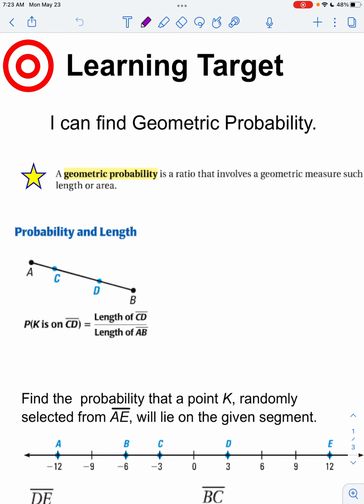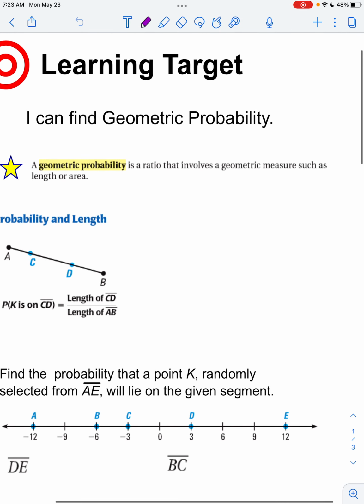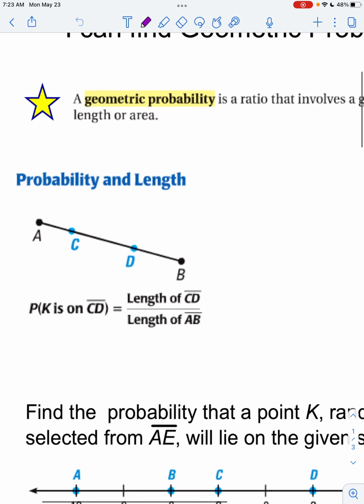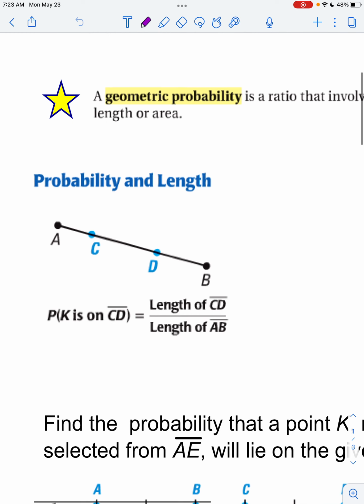Looking at geometric probability. This is a ratio that involves geometric measures. Often we're going to use length or area, any type of measurable category or stat. We can create a geometric probability. So let's look at the first example here.